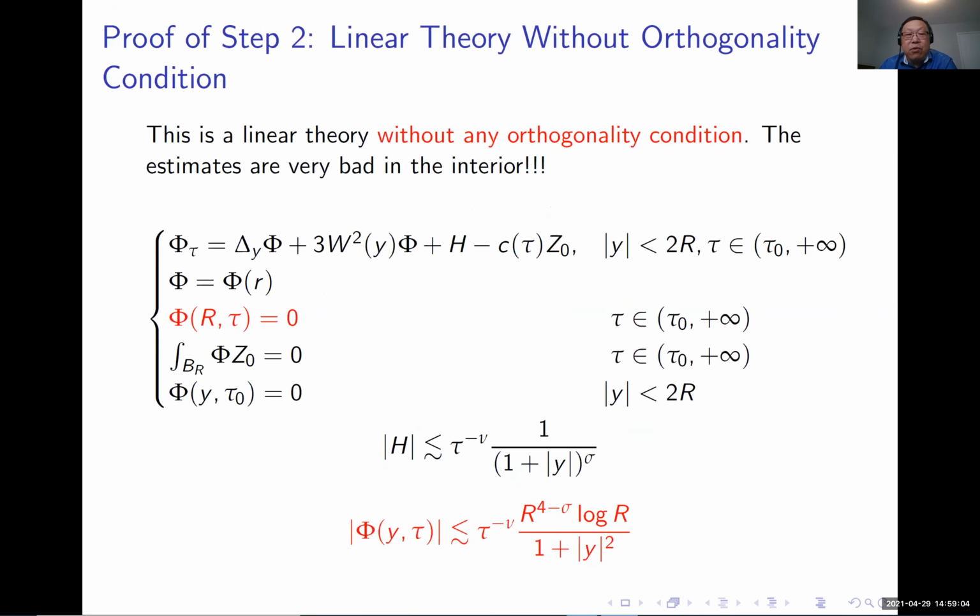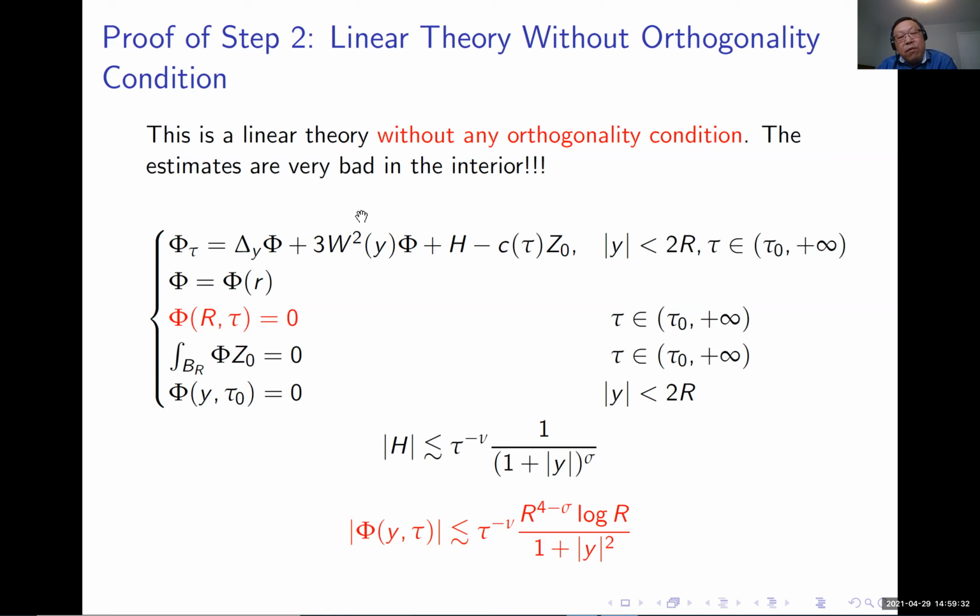So what remains is to develop a linear theory without orthogonality condition. Yeah? So we want a linear theory without orthogonality condition. Now, the estimate you can expect will be very bad in the interior, okay? You're gonna lose a lot of R's, okay? But once you go to the boundary, you will be good. You have gained some decay.